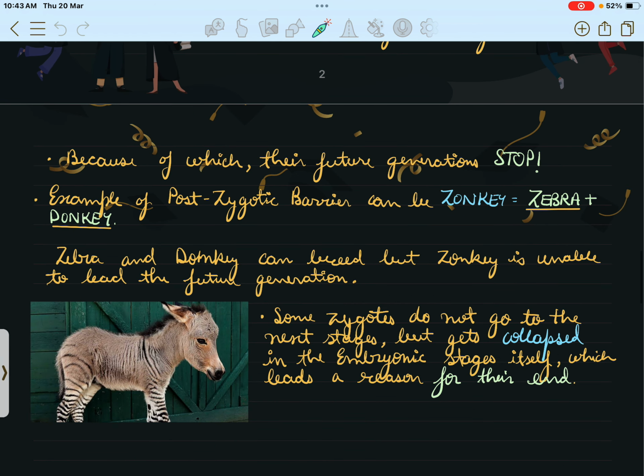So the third thing that we can discuss is that the zygote is being formed, but it is not forming the individual that we are expecting. Before the formation of the organism or the individual, that zygote is collapsing. It can happen in post-zygotic barriers only.